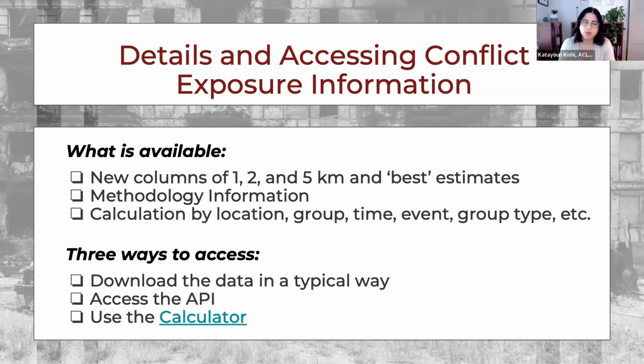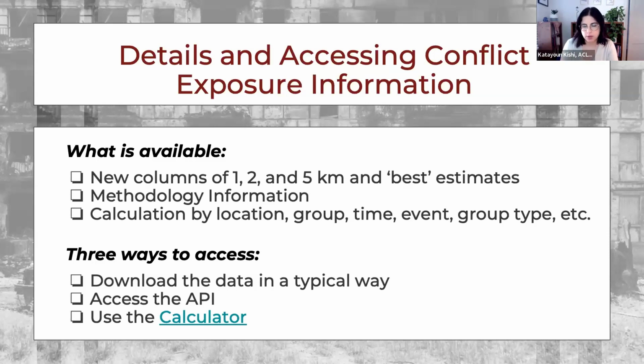So essentially what we did here was we took the coordinate information about the event that you normally see when you look at ACLED data, and we drew a 1, 2, and 5 kilometer buffer around that location, taking into account other locations that are close by, clipping these borders so they don't overlap and we don't over-aggregate. So a lot of steps were taken to be conservative in the estimates that we're providing. So that's what you'll see next to each event in the data set all the way back to 2020.